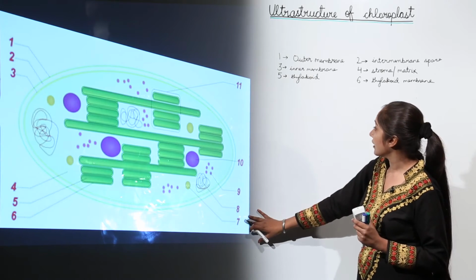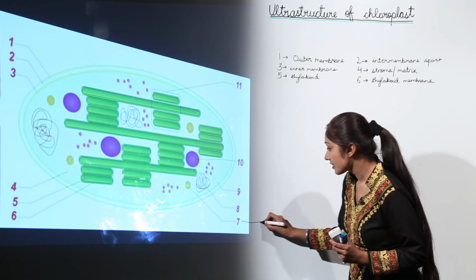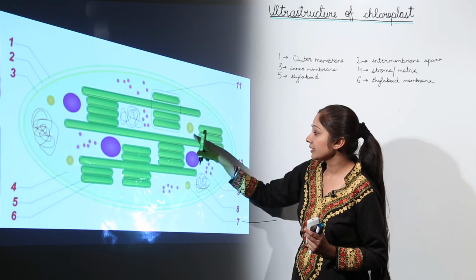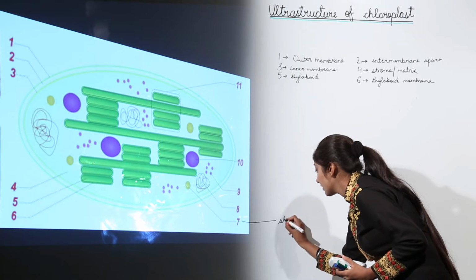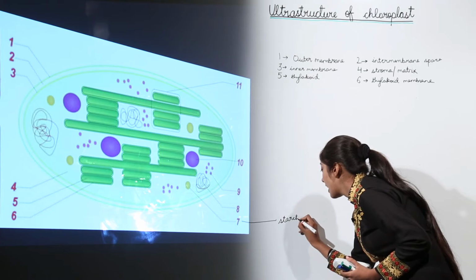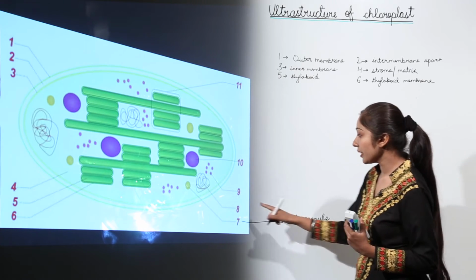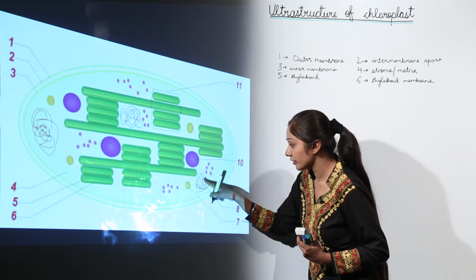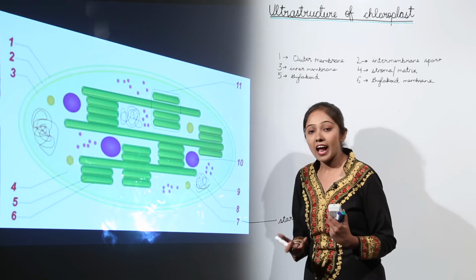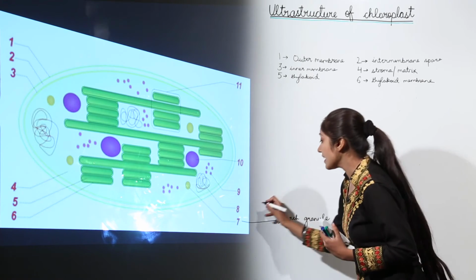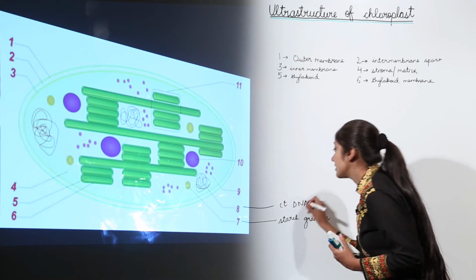Moving on to number 7. Number 7 is, what is this? This is the starch granule. Moving on to number 8. This is something very circular, right? What is circular in case of this chloroplast? It is a DNA, and in case of chloroplast DNA, we call it ctDNA, that is, chloroplast DNA.